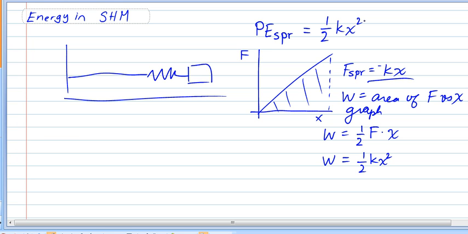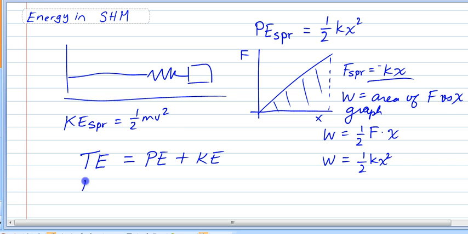And we can also say that at any point the kinetic energy of this object is going to be 1/2 mv squared. So the total energy, or TE as we'll call it, is always going to be potential plus kinetic. And so the total energy will be equal to 1/2 kx squared plus 1/2 mv squared. And it's really interesting to see that both of the energies kind of end up having a similar form. So that's kind of cool.